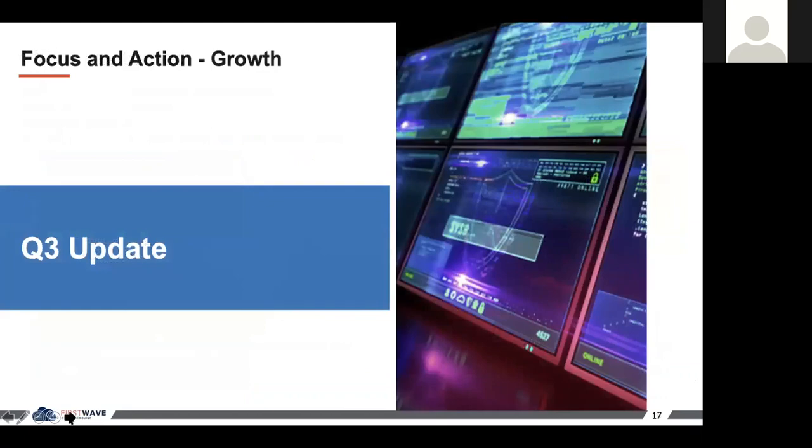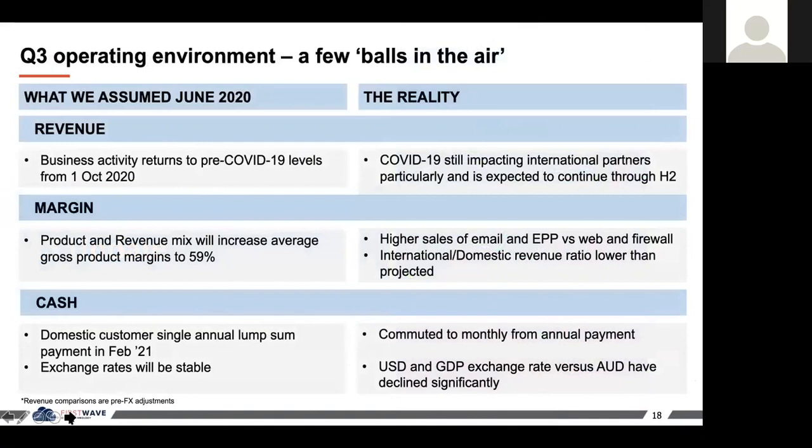Let me now move on to the Q3 update. I'm now on slide 18. Taking into account the experience of Q2, we see the Q3 operating environment has what the chairman referred to as a few balls in the air. I want to talk briefly about what's changed between June 2020, when we announced our FY21 plan, and now as we enter Q3. I'm going to do this in terms of revenue, margins, and cash.